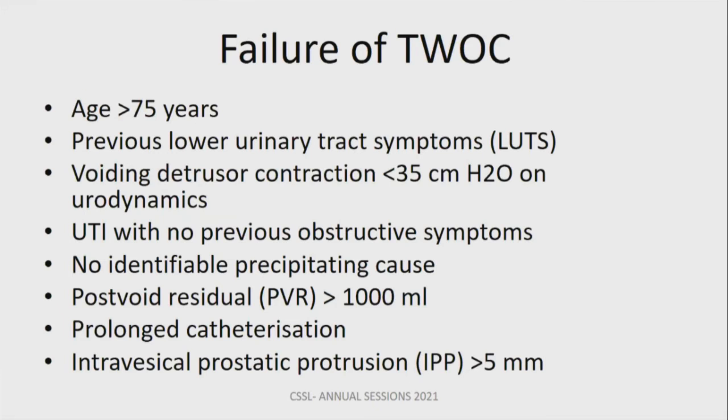These are the patients who may fail a trial without catheter: increasing age, post-void residual more than 1,000 mL, enlarged median lobe, spontaneous acute urinary retention, UTI, prolonged catheterization.